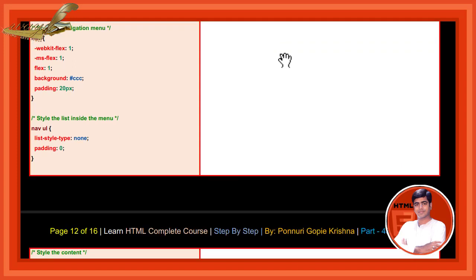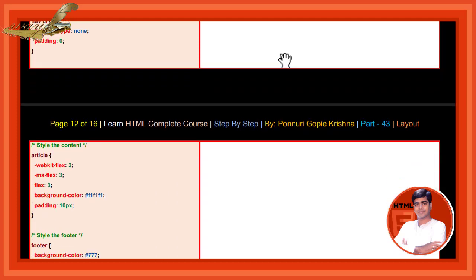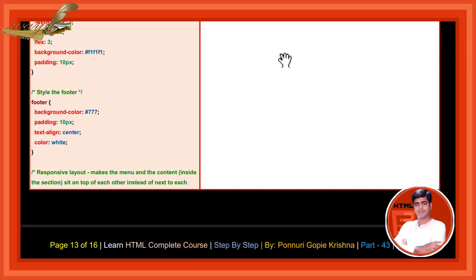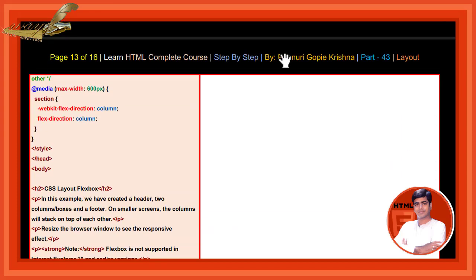Style the list inside the menu. Now list-style-type none, padding 0. Article here using -webkit-flex 3, -ms-flex 3, flex 3, background-color #f1f1f1, padding 30%. Style the footer. Now footer background-color, padding, text and color white. Responsive layout makes the menu and the content inside the section sit on top of each other instead of next to each other. See here at media max-width 600 pixels, section, -webkit-flex-direction column, flex-direction column. Now using the column method here.